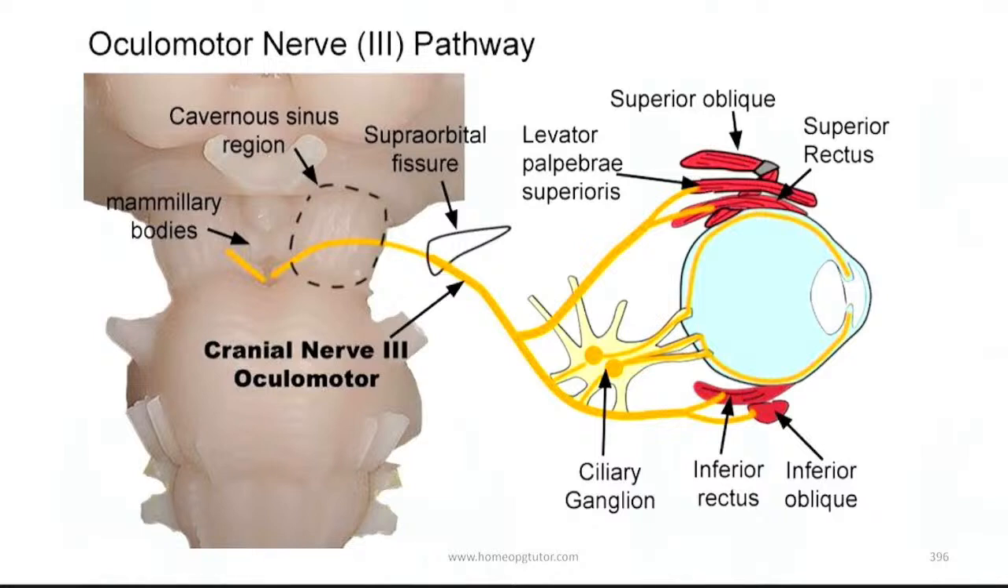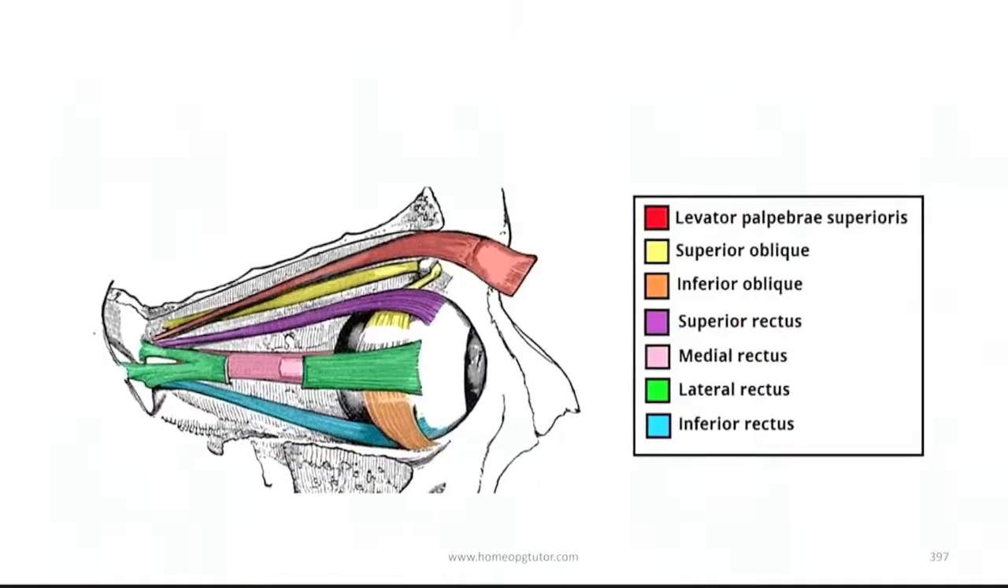Okay, fine. Motor supply is to the extraocular muscles. So to know that, you need to remember the extraocular muscles. Which are the extraocular muscles? We have our superior oblique, inferior oblique, superior rectus, medial rectus, lateral rectus and inferior rectus, and also levator palpebrae superioris. This is also considered an extraocular muscle. Majorly these are the extraocular muscles.